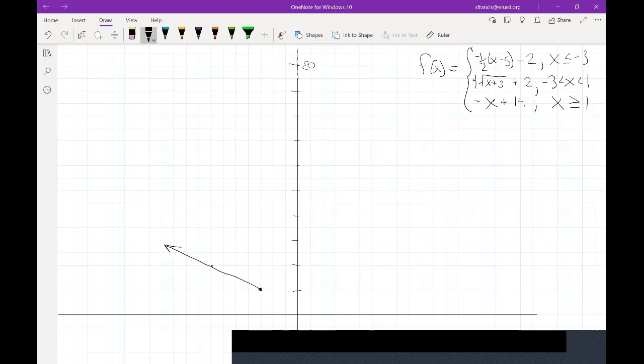And then if we plugged in one, one plus three is four, square root of four is two, two times four is eight, eight plus two is 10. So it's going to be at (1, 10). It's going to be an open circle at (1, 10) because it does not say "or equal to." And then it's just a stretched out square root graph over there like this, something close.